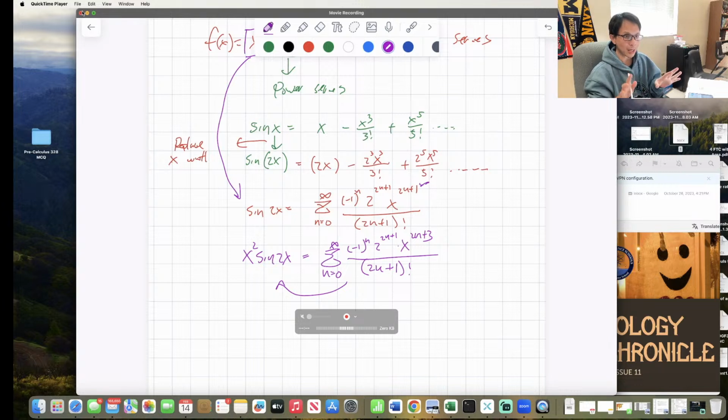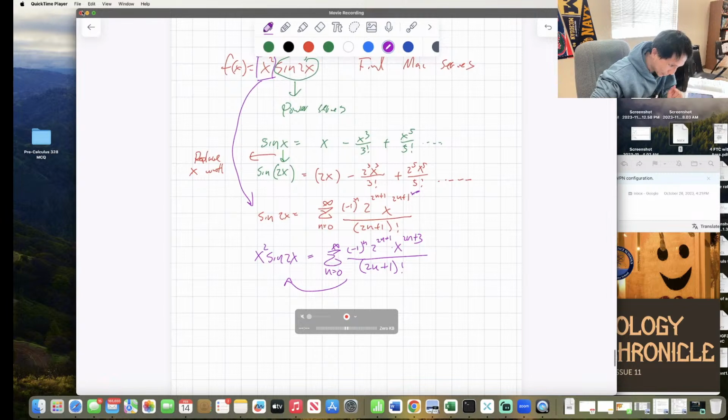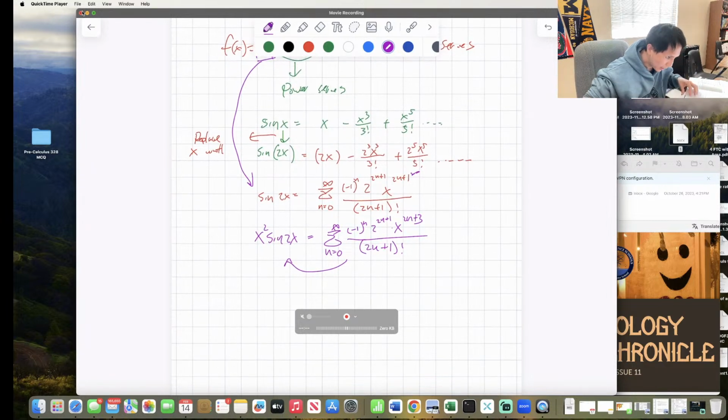Now, if you want to check if this is true, you can always graph x squared sine of 2x and then graph the summation as well. You should see them match up very closely. Now, with that being said, I'm going to talk about one last thing. Well, actually, I want you to try in class.